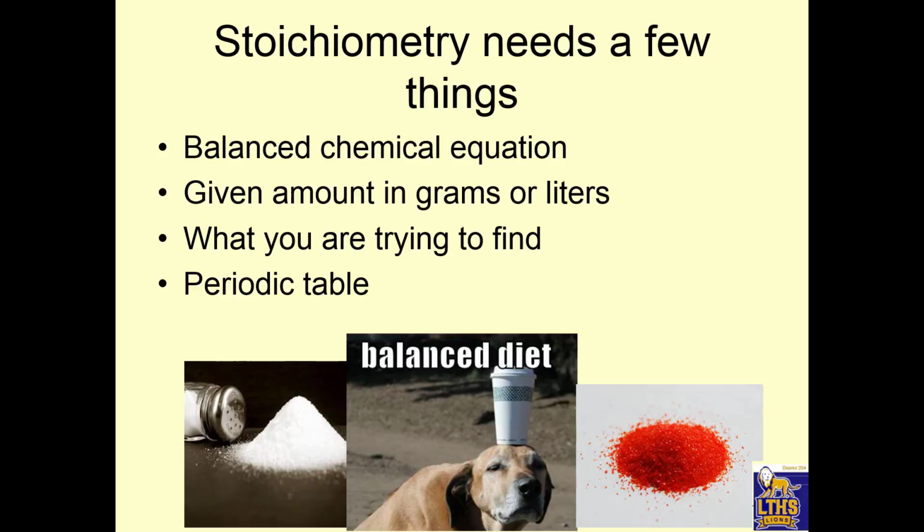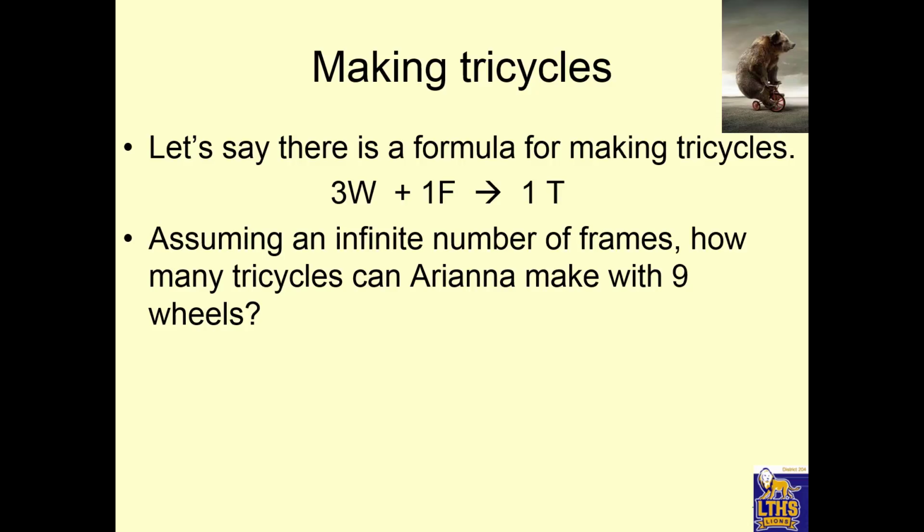So you need to have a few things. You need a balanced equation. You need given amounts in grams or liters or milliliters of solution. You have to look at what you're trying to find, and you definitely need a periodic table. So I'm going to give you an analogy about tricycles because they're fun. There's a formula for making tricycles. You need 3 wheels and 1 frame for every 1 tricycle.